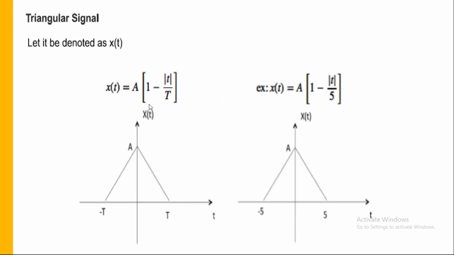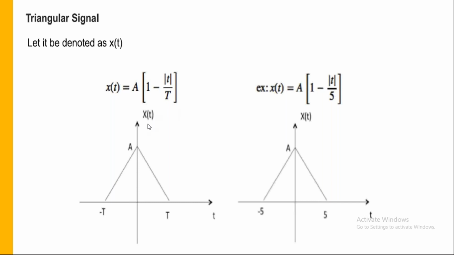That is one equation. Then I have another equation. If I take this modulus plus t, instead of plus t, I'm going to take minus t. Then minus and minus becomes plus. Then I can write the equation x of t equal to a into 1 plus t by capital T. That is how you can write it.